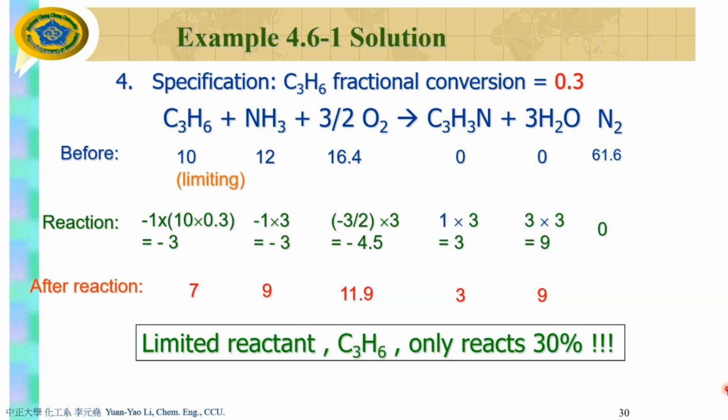So this is not an ideal reaction, because you want to complete all of this. But unfortunately, for some reasons, because the reactor is not too good, or because of the time limitation, you don't want to complete this reaction. So the fractional conversion is only 30%, which is quite low. But anyway, this is the final number.